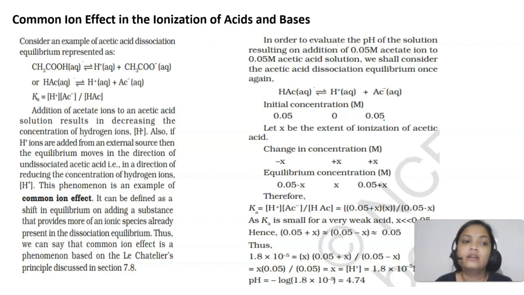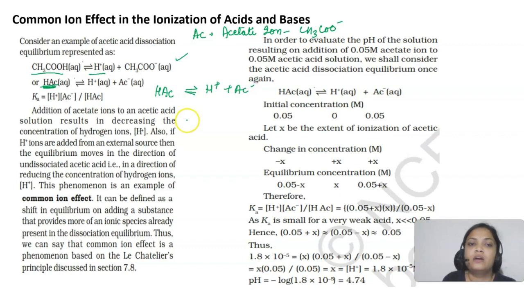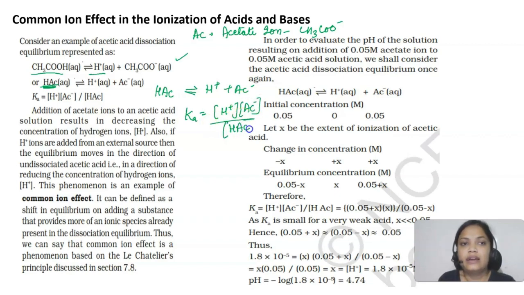Now let's understand the common ion effect, which is important. Let's consider the dissociation of acetic acid. This is your acetic acid. It will dissociate to form hydrogen ions and acetate ions, or you can write HAc. Ac means acetate ion, CH3COO negative, so don't get confused. So here we have written HAc gives H plus and Ac minus. So what will Ka be here? Dissociation constant will be H plus concentration times the concentration of acetate ion upon the concentration of the acid.